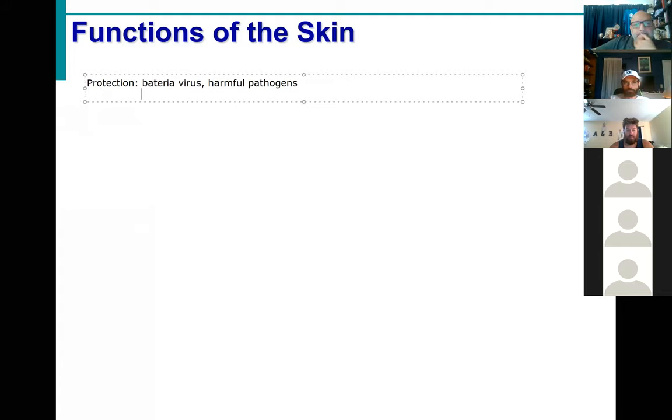UV light. I'm sorry, say again? UV light. Excellent. So radiation, right? That UV radiation that can be damaging and destroying to our DNA, cause problems that way. Awesome. What else? From damage to deeper tissues. Yeah, absolutely. So like mechanical stresses, right? Scrapes, bumps, bruises, rubbing, tearing, all of those kind of things. Excellent. All right, so there's all this type of damage, mechanical stress, harmful pathogens, harmful chemicals, right? Acids and things along those lines.